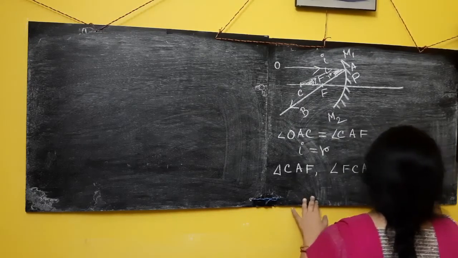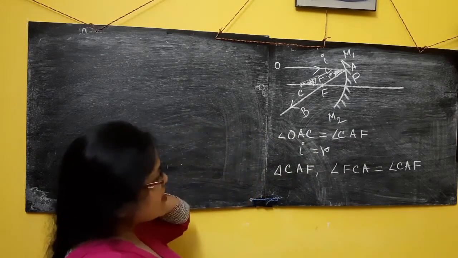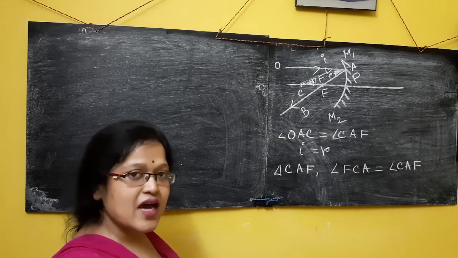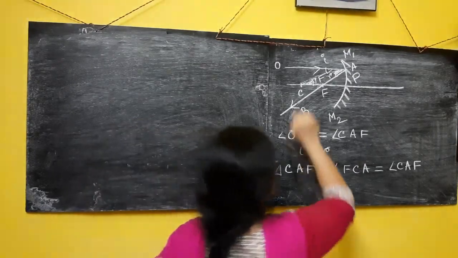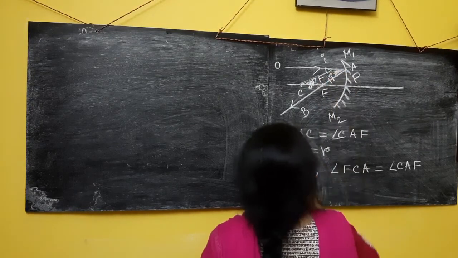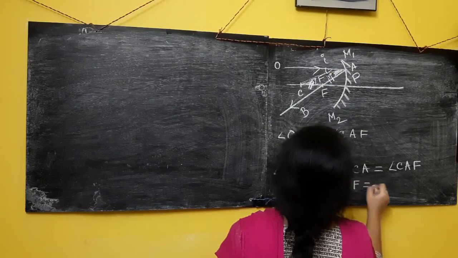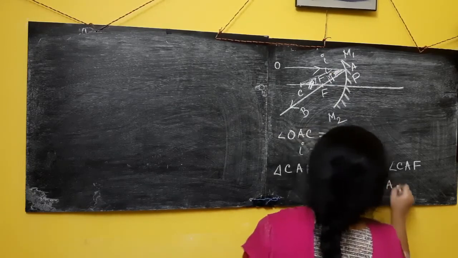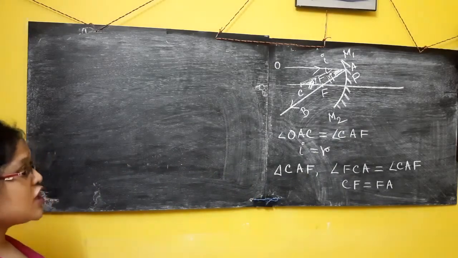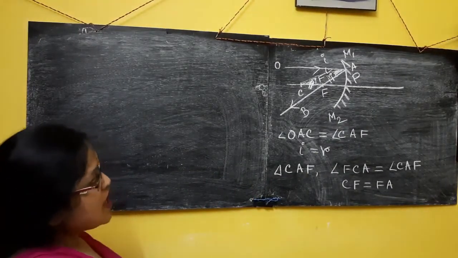Now, by the property of triangles, what do I know? I know that if two angles of a triangle are equal, then their opposite sides are equal. Means for this triangle, this side is exactly equal to this side. Therefore I can write CF equals FA. I can easily write CF equals FA. No confusion.